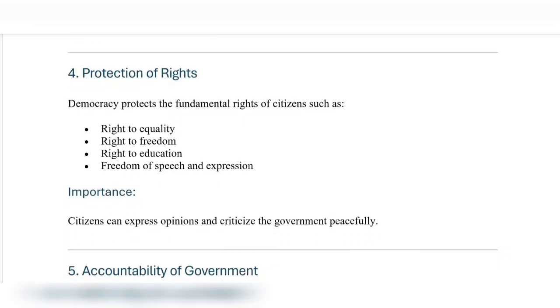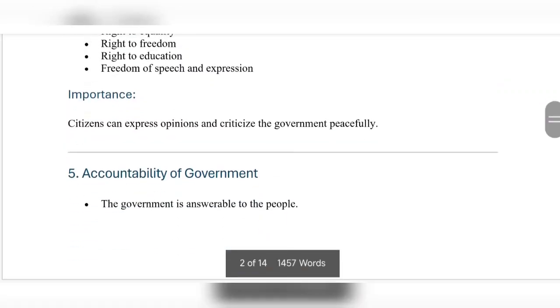Then we have protection of rights. So if you are living in a democratic country, you will be having certain fundamental rights, certain rights like right to education, right to freedom of speech and expression, right to freedom, right to equality. Such rights will be given to everybody. Now, what will you do with these rights? These rights will make your life respectful. These rights will make you feel equal, important in the country. So these rights are given under fundamental rights or certain other rights. These are given to the citizens. They can express their opinion, criticize the government peacefully, which makes the government more alert, more sincere, or accountable, you can say.